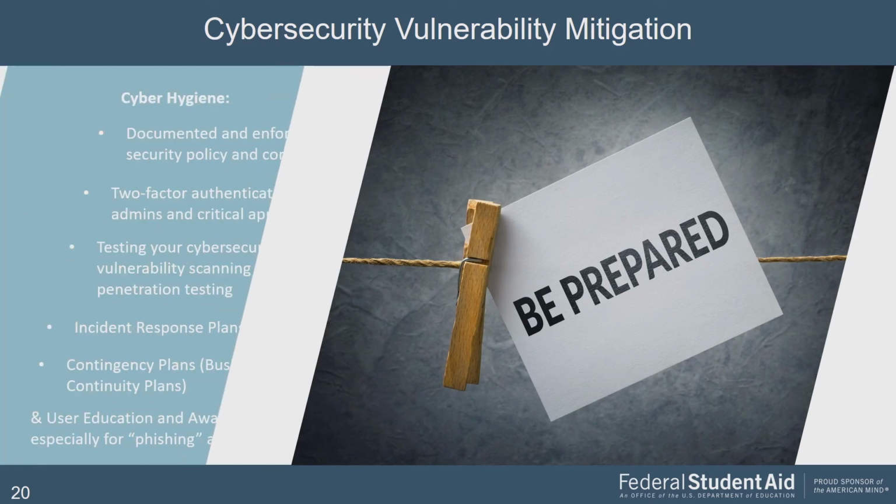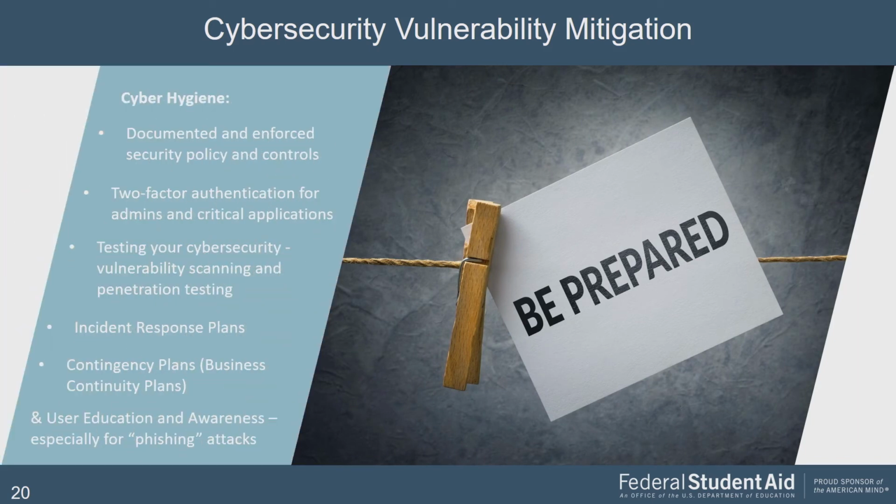The good news is, these are things that you should be looking for. If you're not doing them, ask your technology people, ask your senior management, your executive management about these things. You should have a documented security policy, documented controls everybody has to follow. If you don't have it, you should put one together. Two-factor authentication for users that have access to databases, records of entire student populations, for example, in critical applications.